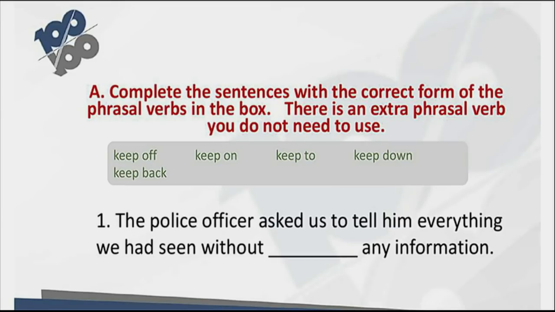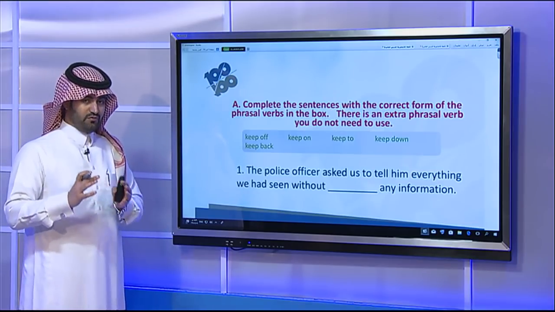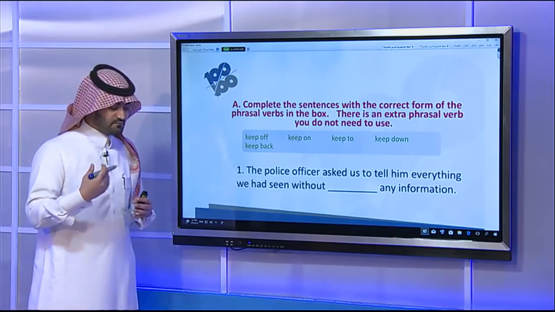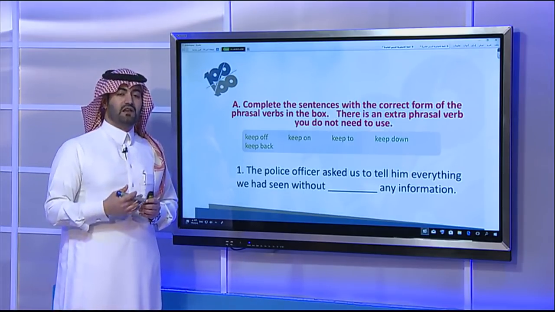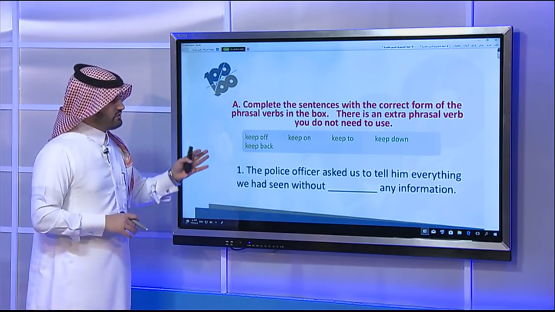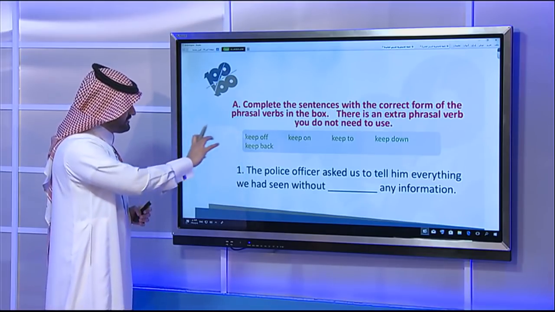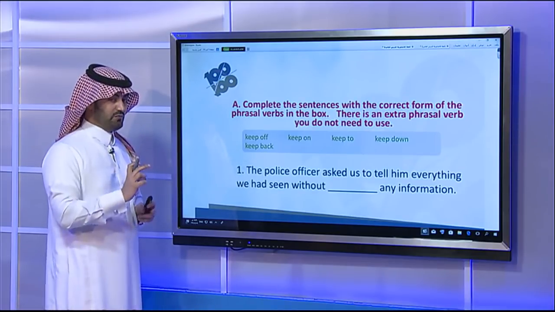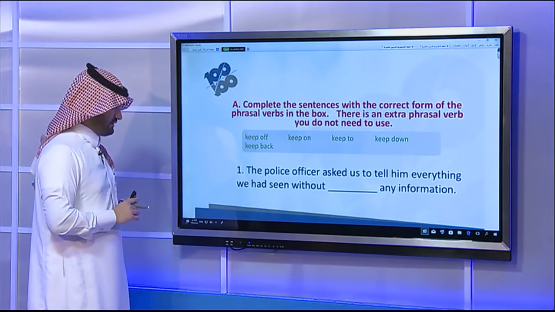As we explained in the previous lesson, phrasal verbs are verbs with prepositions. Verbs with prepositions usually give a different meaning from the verb itself. What we should do here is complete the sentence with the phrasal verb in the box, but using the correct form, أعني الصيغة الصحيحة. There is an extra phrasal verb you do not need to use.